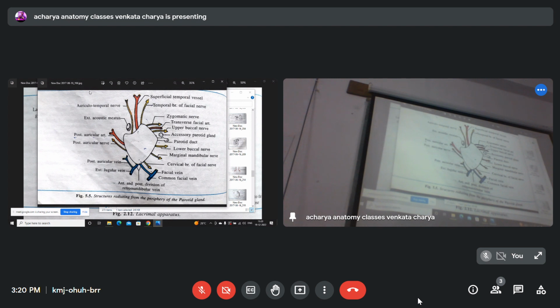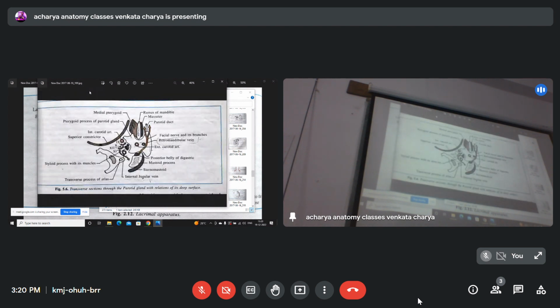Next, structures present in the substance of the parotid gland. Here the structures you may see: number one, external carotid artery.